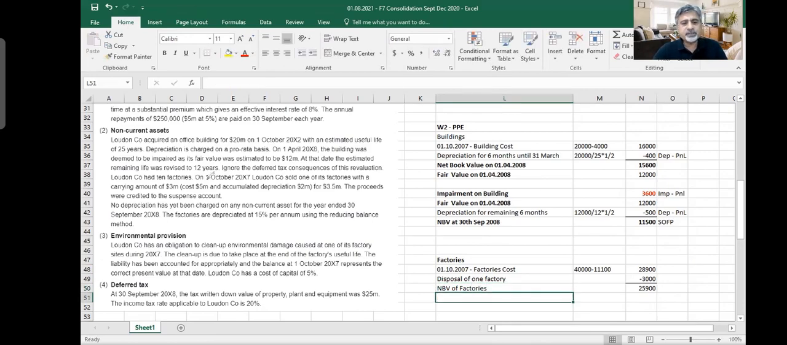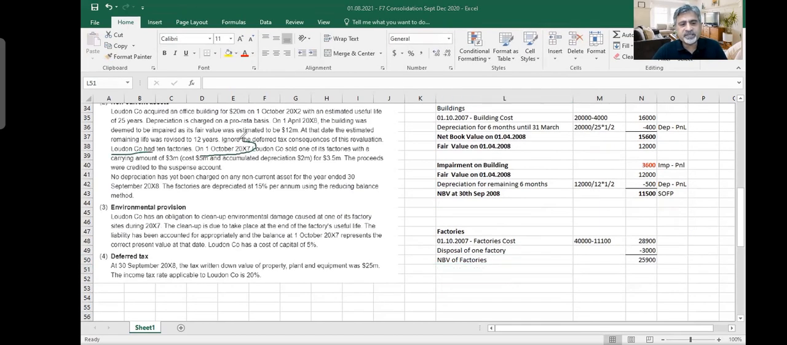Now pay attention that they are selling this factory on 1st October 2007, the beginning of the year, the first day of the year. And that is why I subtracted it at the beginning of the year. It is on 1st of October 2007. And then I charge depreciation. Now, please pay attention, this is important.